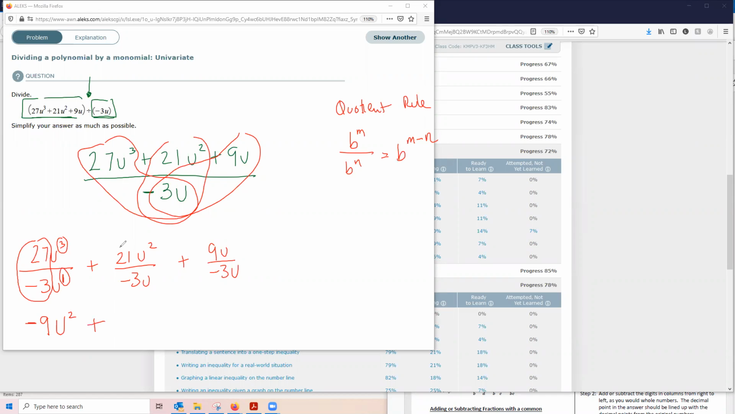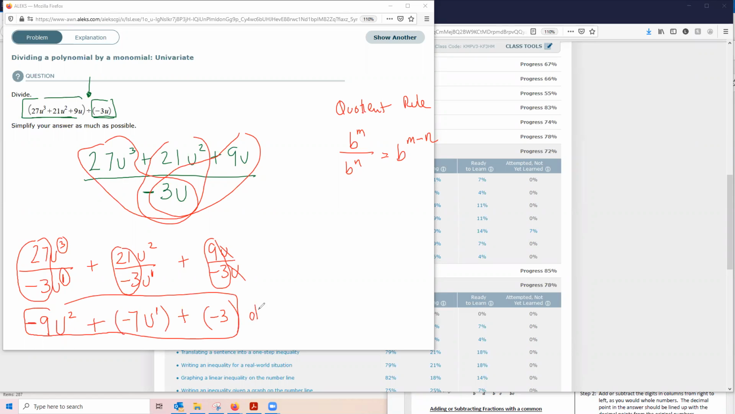All right, let me go to the next fraction. 21 divided by -3 is a -7. And I have u to the 2 over u to the 1. Well, here's where I subtract the exponents. That's going to leave me a u to the 1. And finally, in the back, 9 divided by -3 is a -3. And u over u really just cancels out. So here is the final answer.